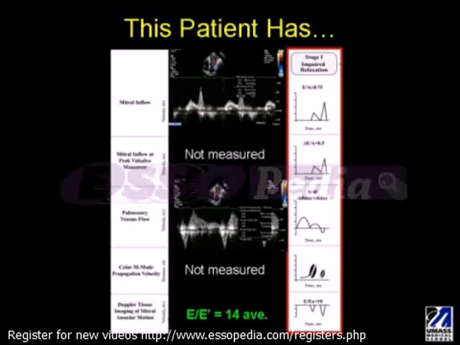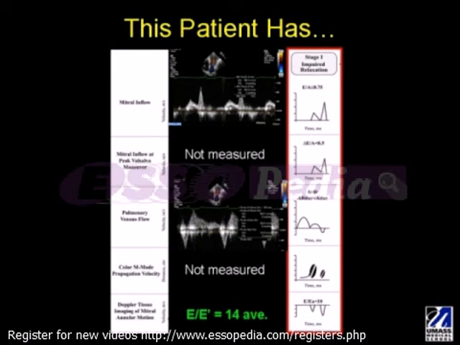This patient has stage 1 impaired relaxation. As you can see, the mitral inflow has a very low E to A ratio with an increased deceleration time with no indication that the filling pressures are elevated. We did not measure the Valsalva in this patient. However, if you look at the pulmonary veins, you see that there's a very prominent S wave with a very low D wave with a very, very prolonged atrial reversal velocity duration along with a very high atrial reversal velocity.